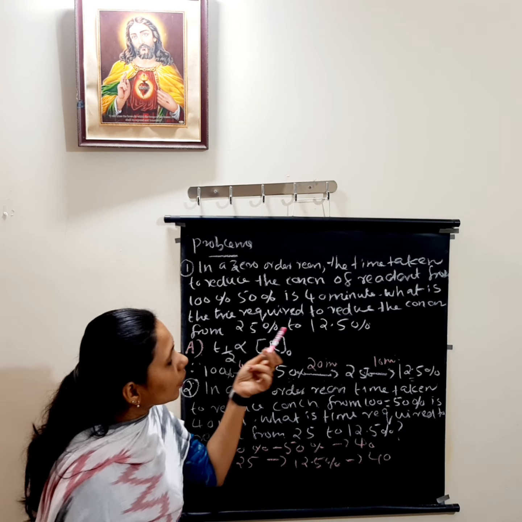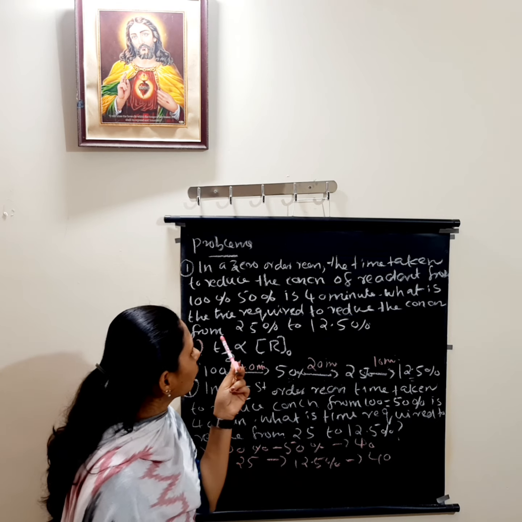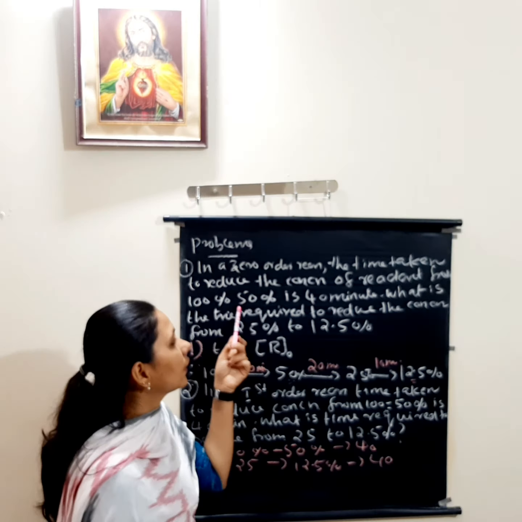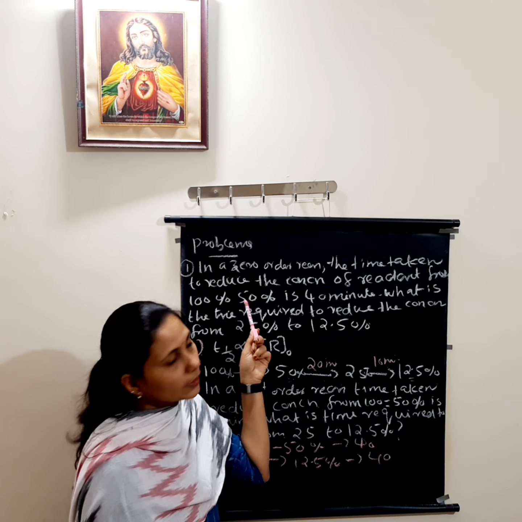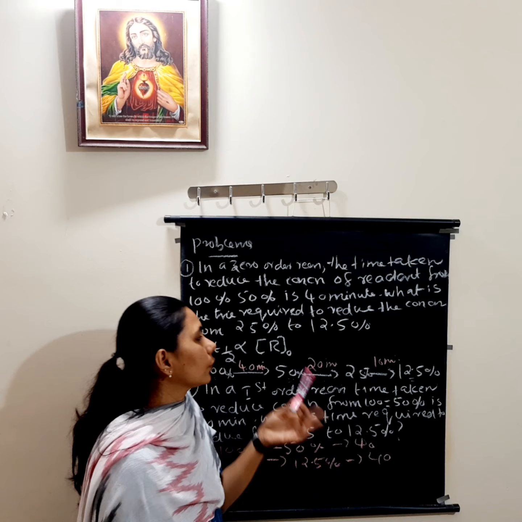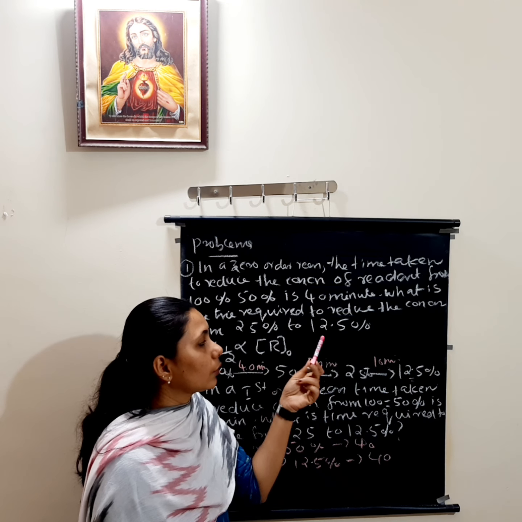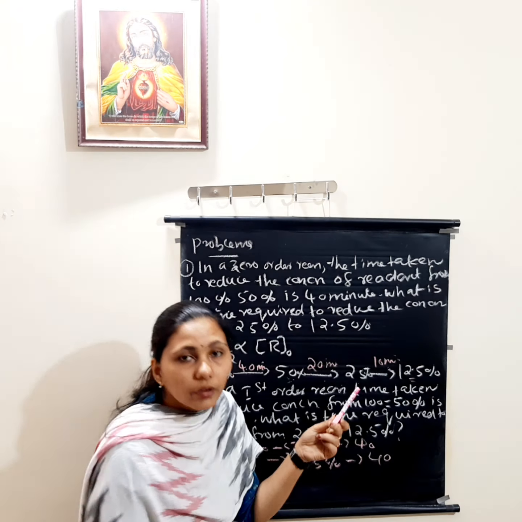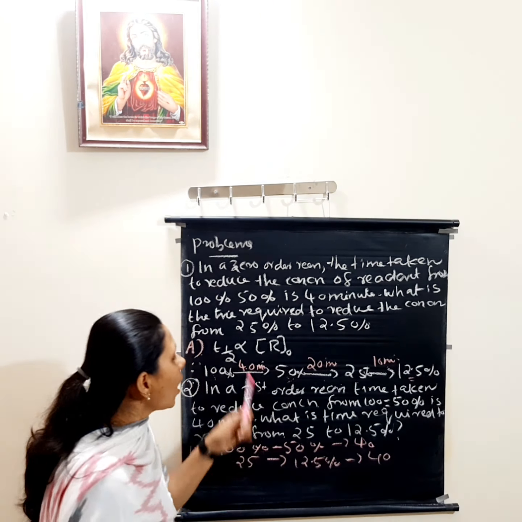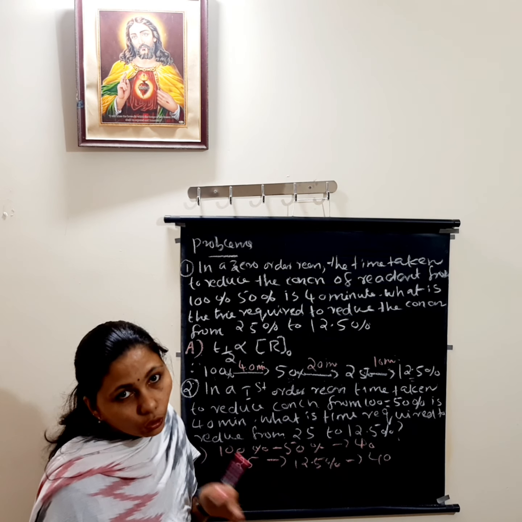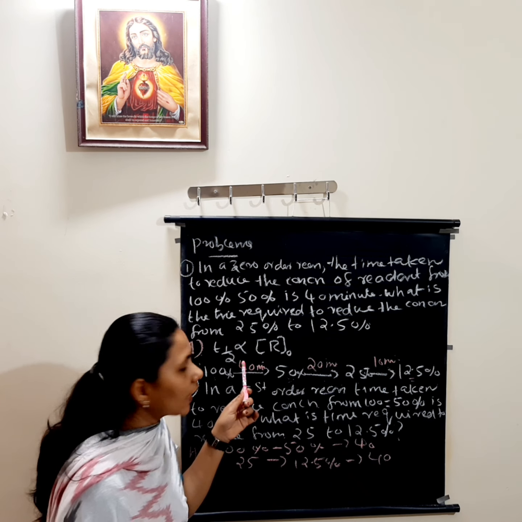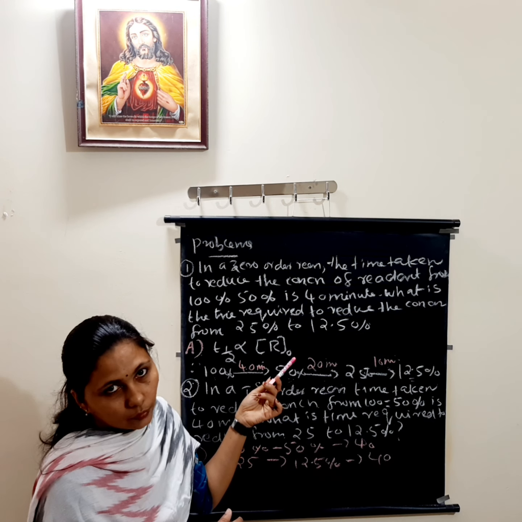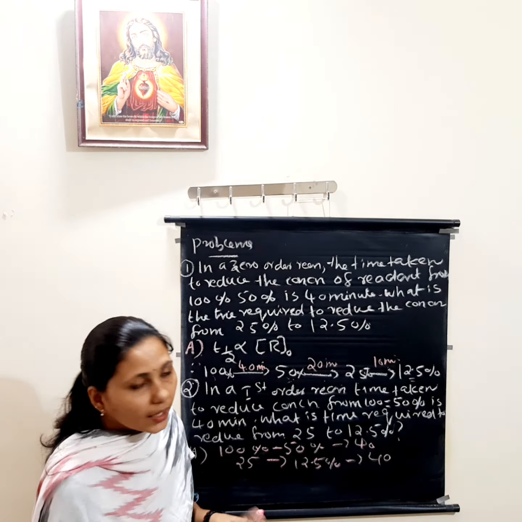What is the time required to reduce the concentration from 25% to 12.5%? So it is given T half, 100 to 50%, is 40 minutes. So we have to find out the time taken to reduce the concentration from 25% to 12.5%. We know for a zero order reaction, T half is directly proportional to the initial concentration.